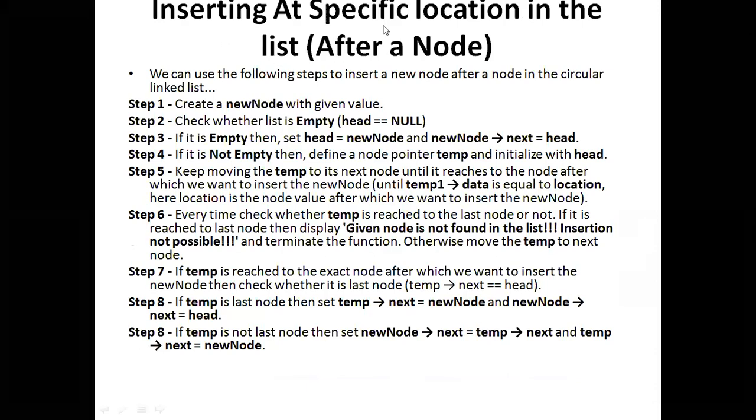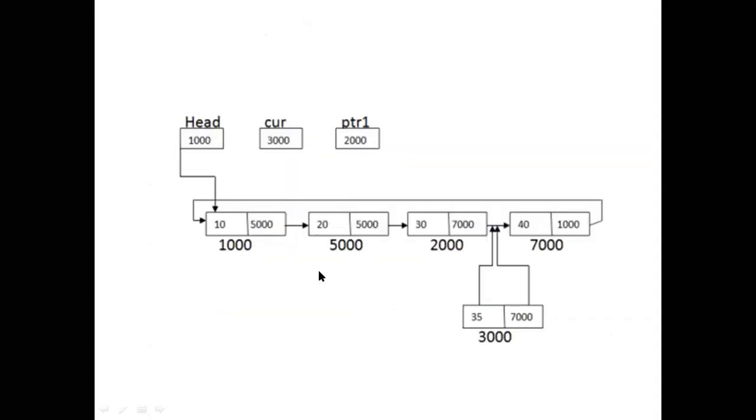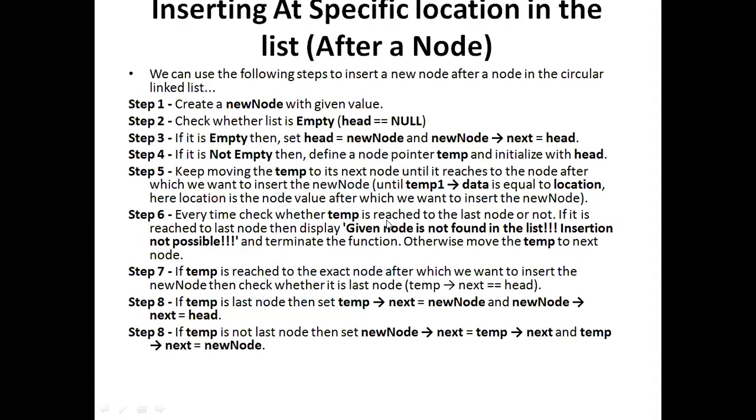So now shall we discuss this? I'll tell you fast, you just go through. We can use the following steps to insert a node after a node in the circular linked list. Same only, whatever we have studied. So you see the diagram. First we have to create a node with the given value. At least those who have not listened properly during the explanation of single linked list node addition, just listen here. Check whether the list is empty.